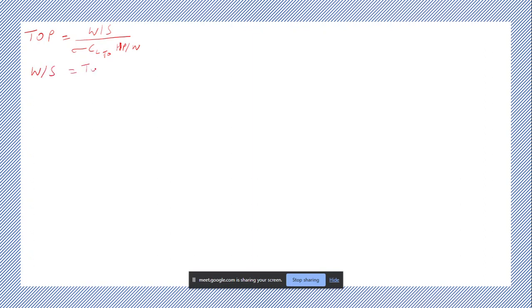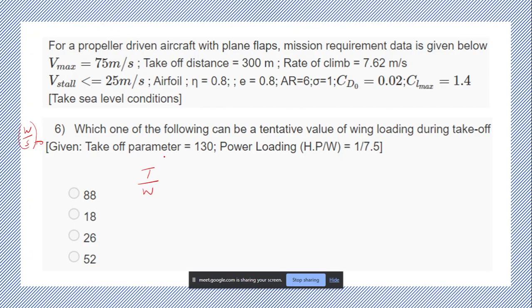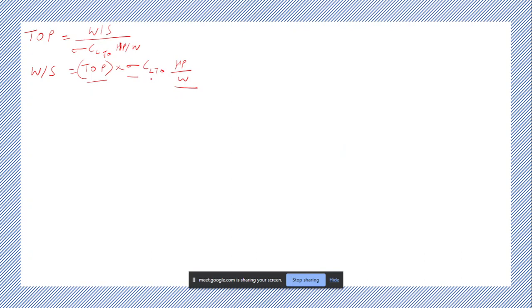That is takeoff parameter into sigma CL takeoff, into HP upon W. We have the takeoff parameter, we have sigma, we have HP upon W. What is sigma? Density ratio, exactly. What is missing here is CL takeoff. Any ideas how to find out CL takeoff?